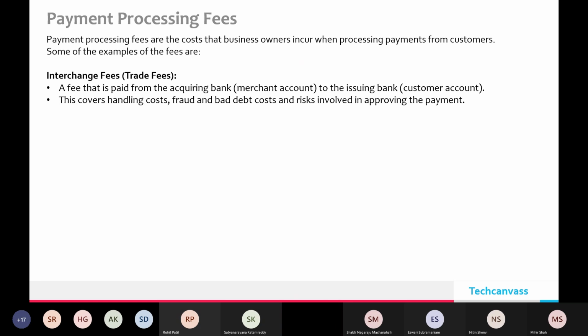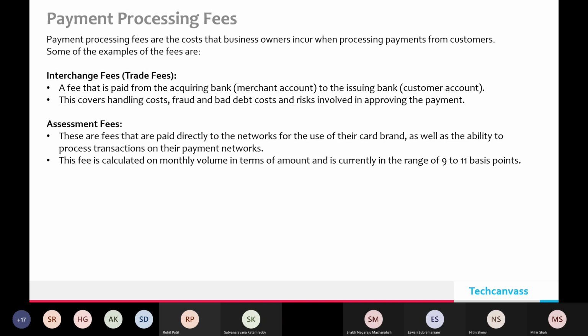So effectively, to cover the various frauds and handling costs, the acquiring bank makes the payment to the issuing bank. In turn, the acquiring bank collects this payment from the merchant. So in the overall transaction, the merchant is paying an additional amount to give this facility. Maybe you might be charging a slightly higher amount to the customer to provide this kind of facility.